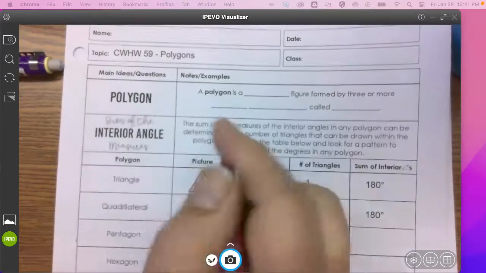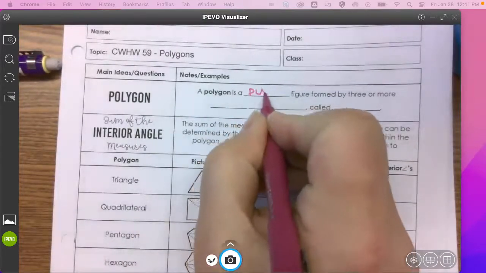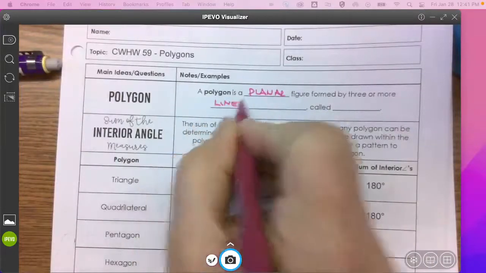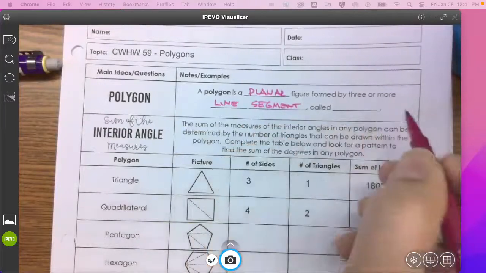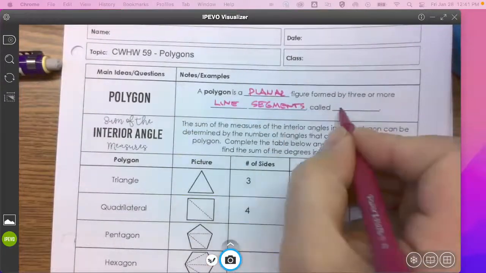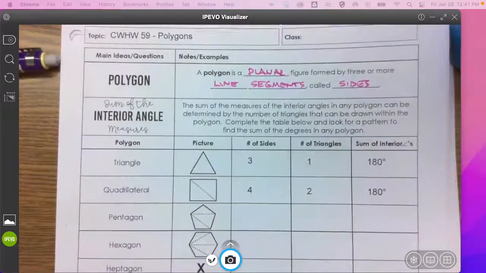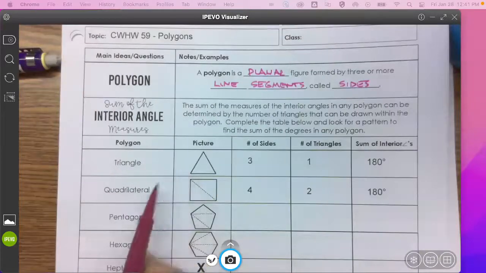Okay, all right. Anyway, a polygon is a planar figure, right? A two-dimensional figure only, formed by 3 or more line segments, and we call those segments sides. And I know you guys have played with polygons before. You probably are familiar with a triangle, I hope, finishing the triangle unit, and even some quadrilaterals.